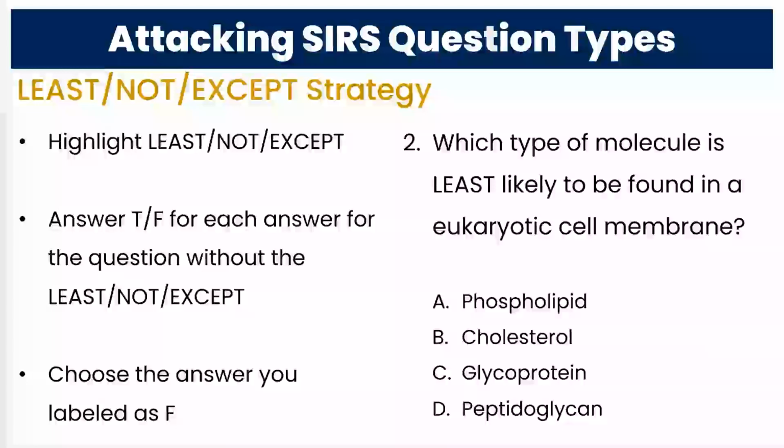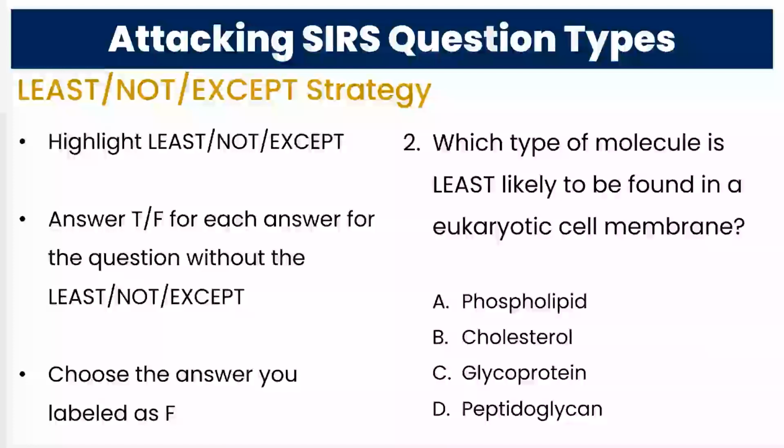Because what's the temptation? Is A a good answer or a bad answer? Phospholipid, is that a good answer or a bad answer for this question? It's a bad answer. However, if you're on autopilot, is it a good answer or a bad answer? It looks like a good answer. Because if you're on autopilot, you come into the question, you're like, which type of molecule is likely to be found in a eukaryotic cell membrane? Phospholipids, done, moving on. Oh, you just fell for the trap.